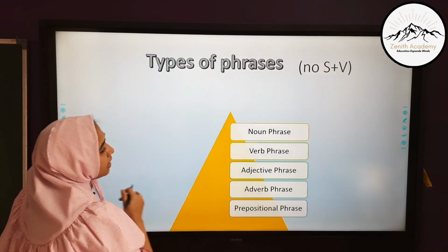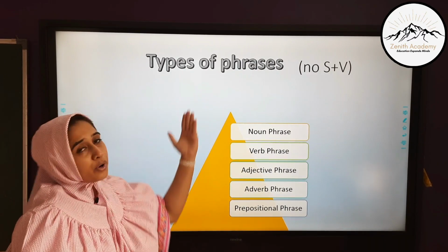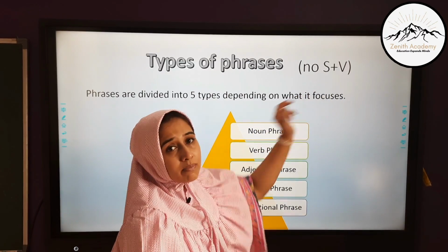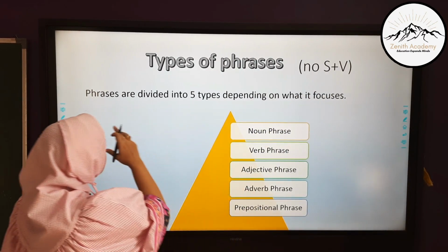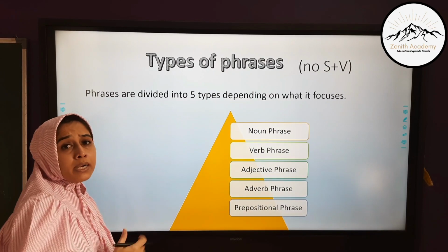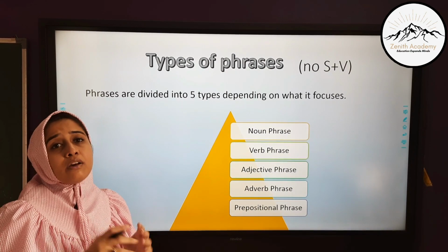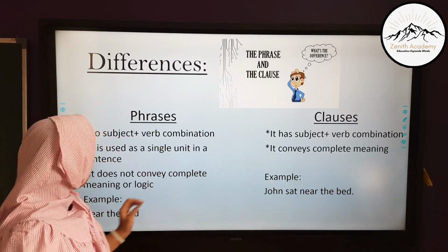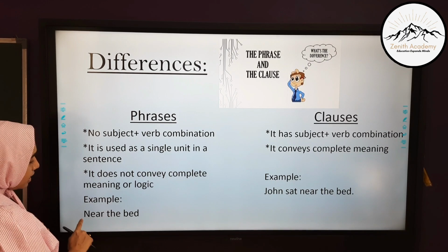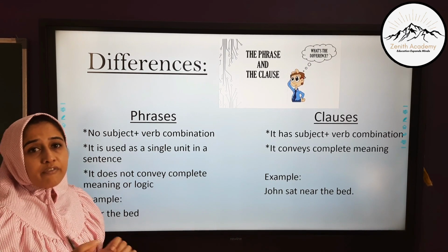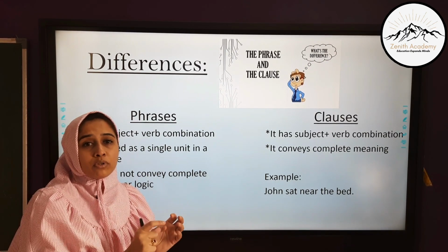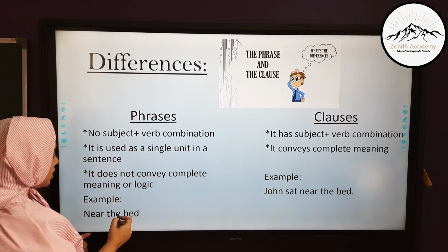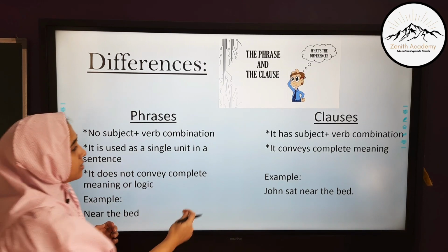Let's move ahead. Now, here we are going to learn the types of phrases. Basic point to remember is there is no subject-verb combination and the phrases are divided into 5 types depending on what that phrase focuses. Like in the last slide, near the bed, where near is a preposition, where you come to know about the position of some unidentified object which is near the bed. So this becomes the prepositional phrase.